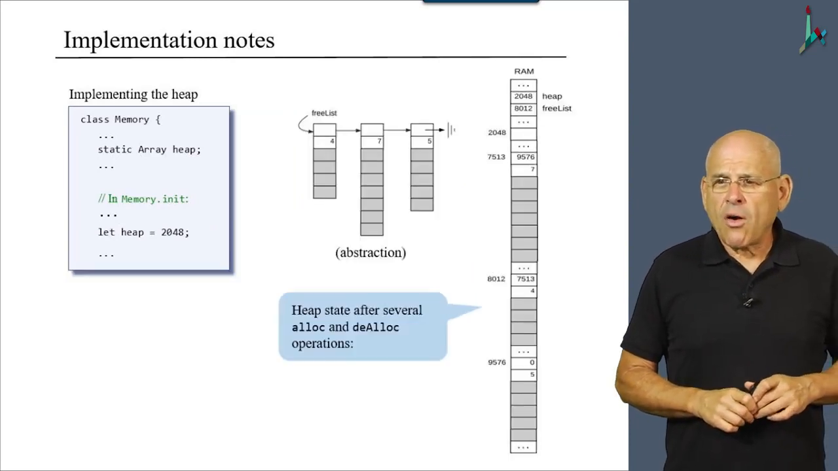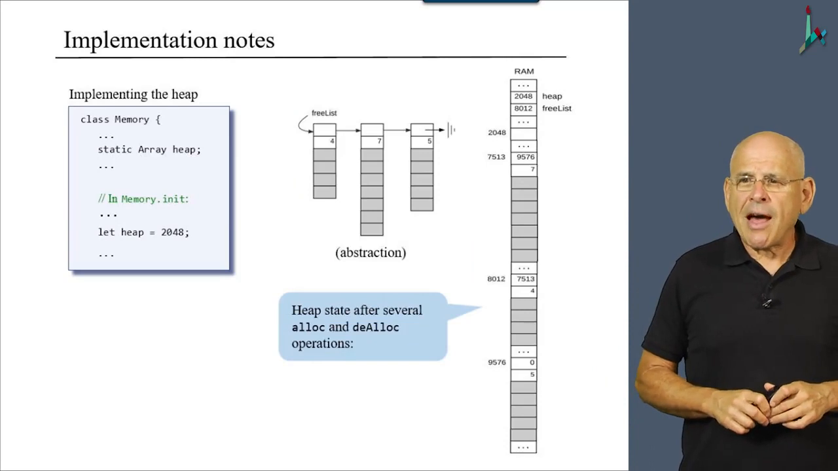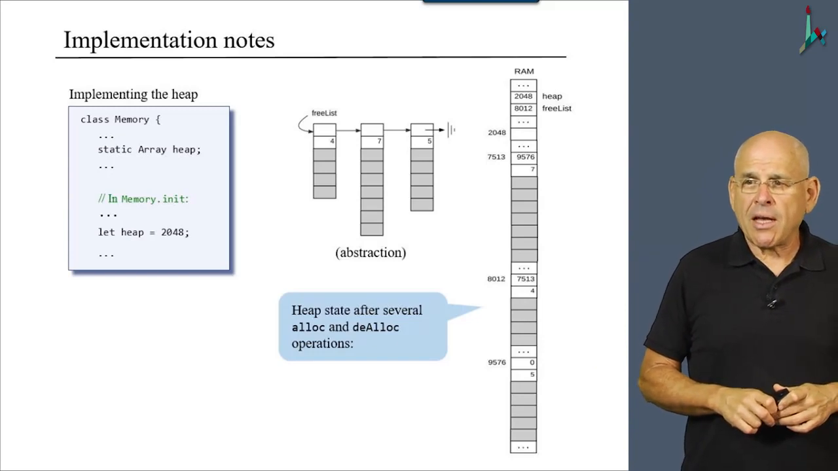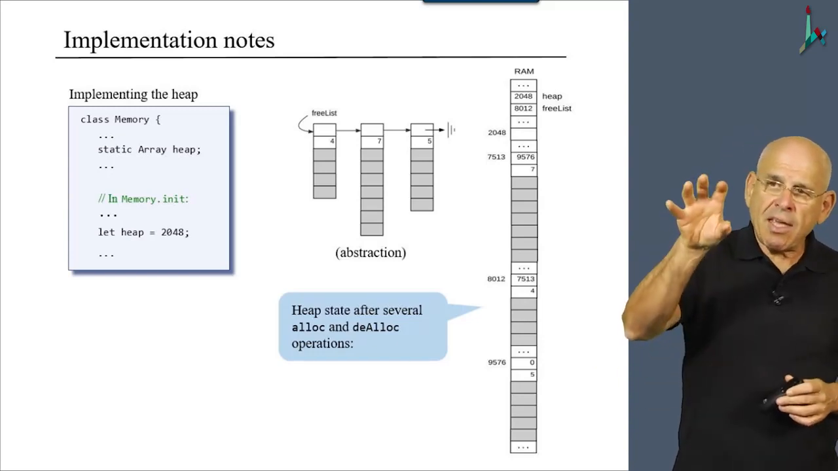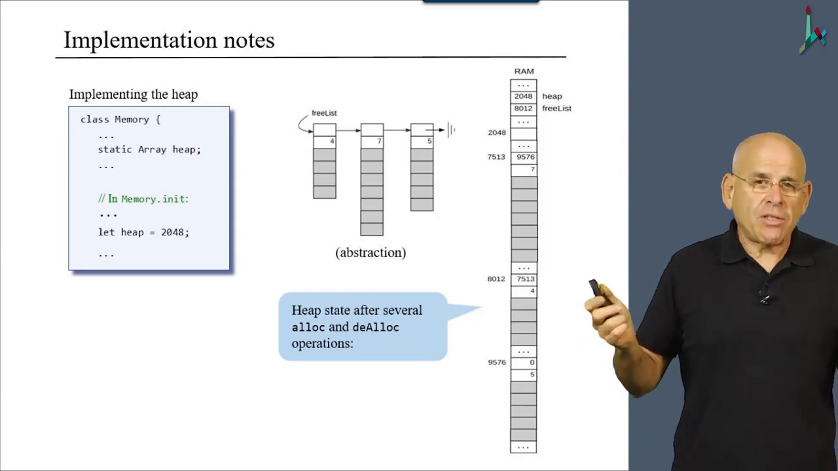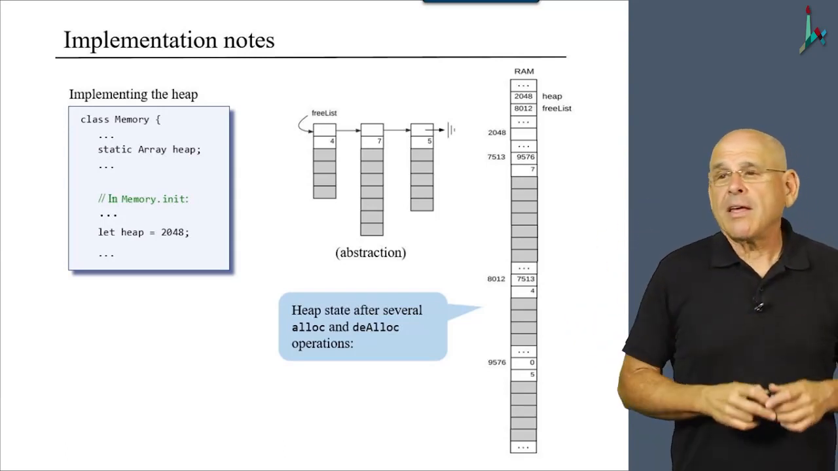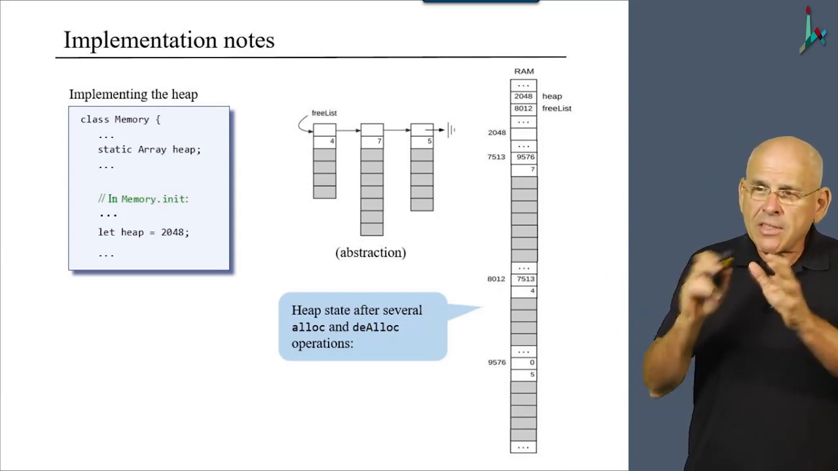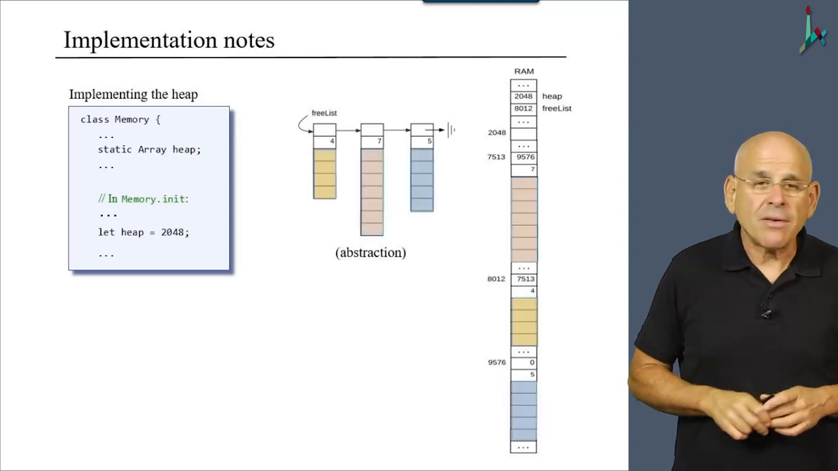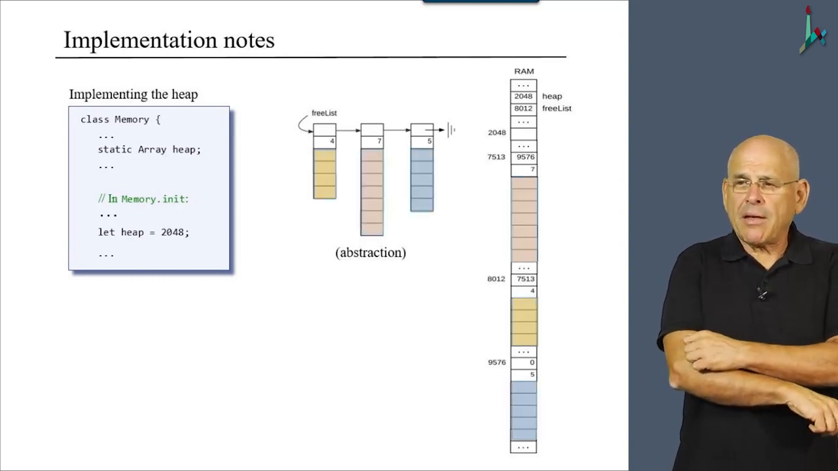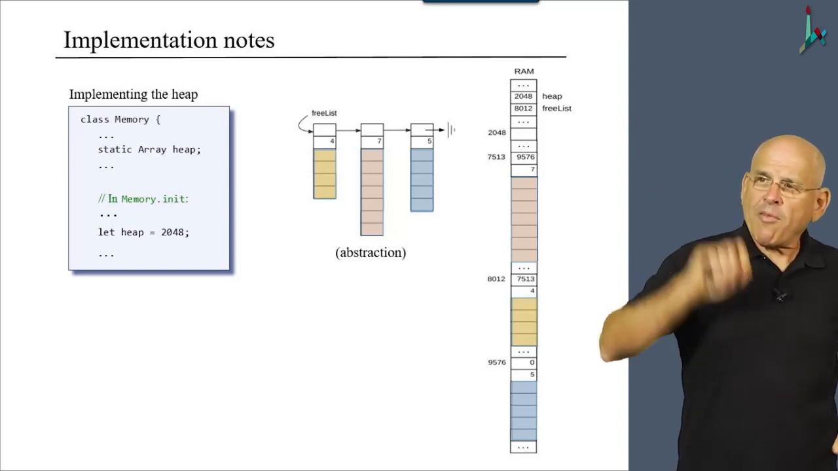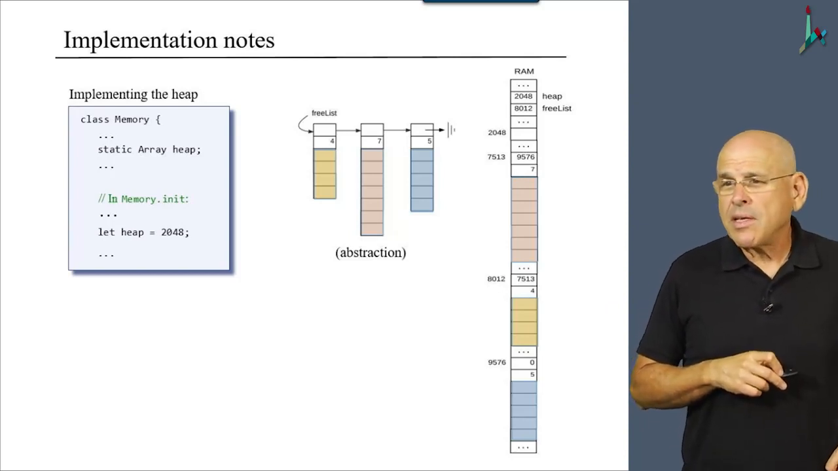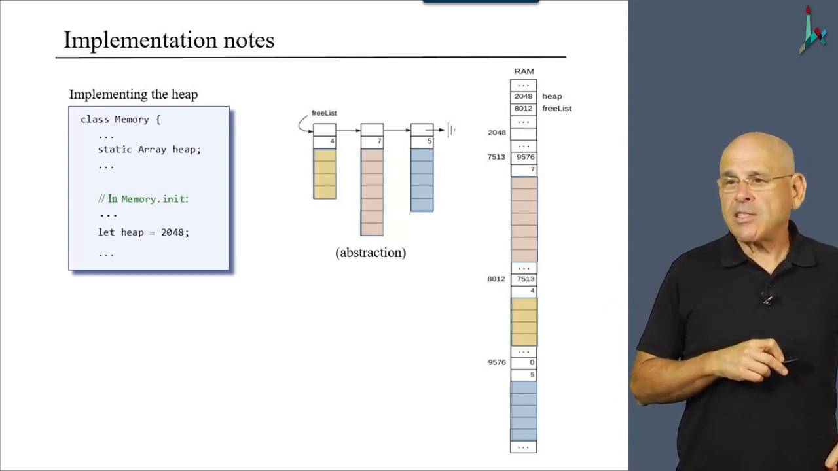All right, so here is the situation after a few alloc and dealloc operations took place. What you see in the middle is the abstraction of the free list, and what you see on the right is how this free list is actually implemented in memory. If you don't see it very well, I will add some color, and now things become a little bit more obvious. If you look at the top of the RAM, we see that the free list contains the number 8012. So that's where the first segment is located.